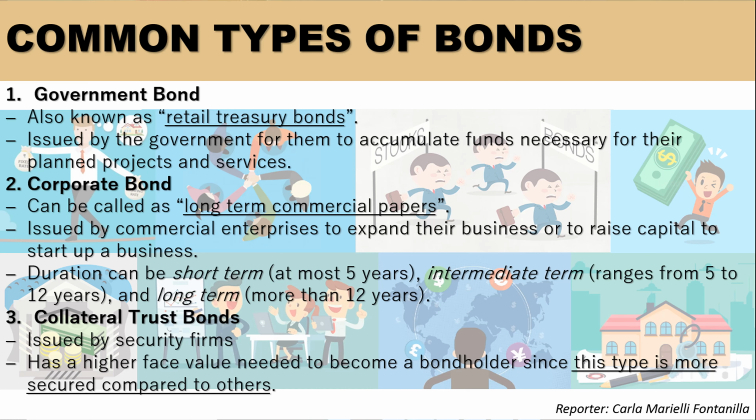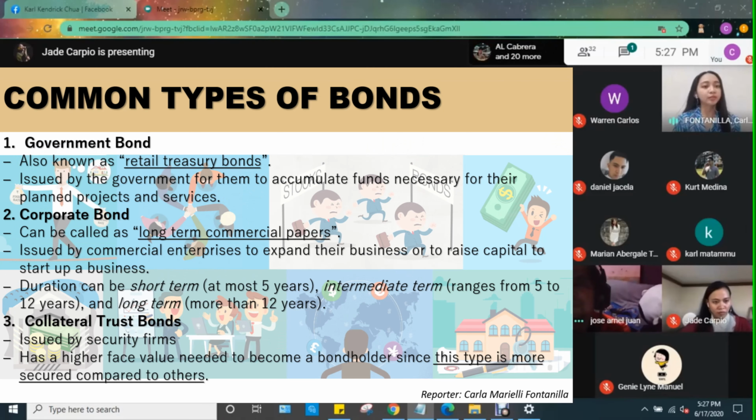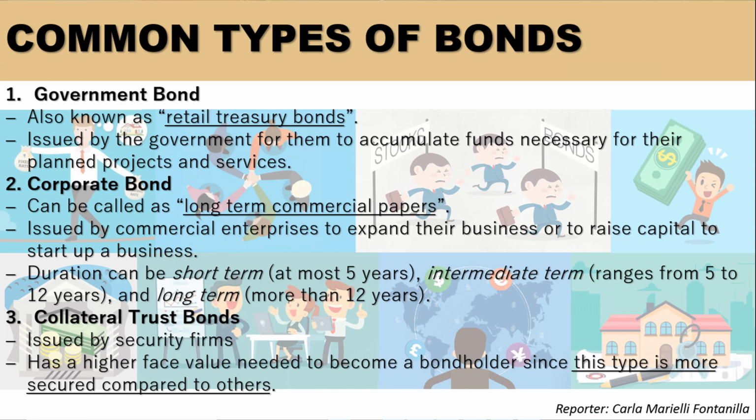Okay, the second part is the corporate bonds. Corporate bond can be called long-term commercial papers. It is issued by commercial enterprises to expand their business or to raise capital to start up a business. So the duration is subdivided into short term, mostly 5 years. Intermediate term ranges from 5 to 12 years, while the long term is more than 12 years. So when it comes to corporate bonds, corporate bonds have higher returns since they are riskier than government bonds. So, yun nga, may iba't ibang duration ang corporate bonds.